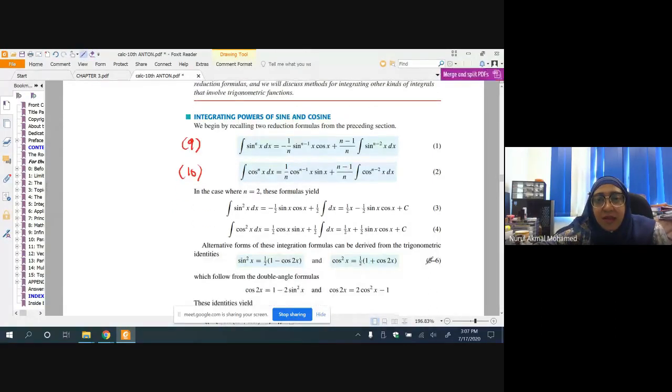And then in this case, where n equal to 2, this formula leads you to these equations. If n is equal to 2, the new integral will be the integration of a constant 1, like I've mentioned before, because this is even. And this one as well, integration of 1.